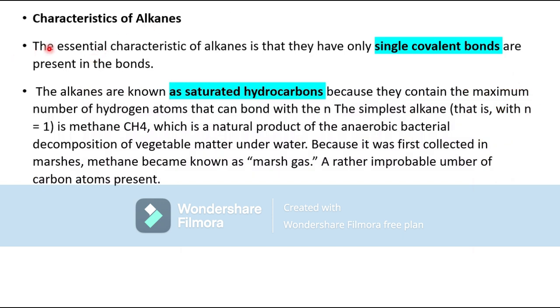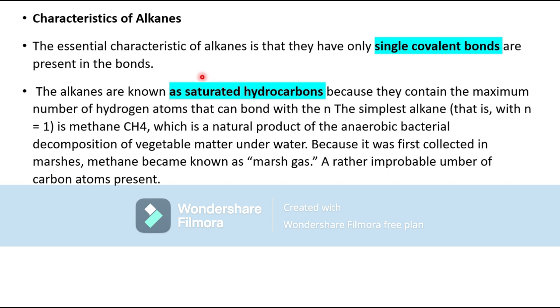So, the characteristics of alkanes. What are the characteristics of the alkanes? What do we know alkanes to possess? The essential characteristic of alkanes is that only single covalent bonds are present in their bonds. So they do not have double bonds, they do not have triple bonds, they have only single covalent bonds. Therefore, they contain only sigma bonds, no pi bonds.